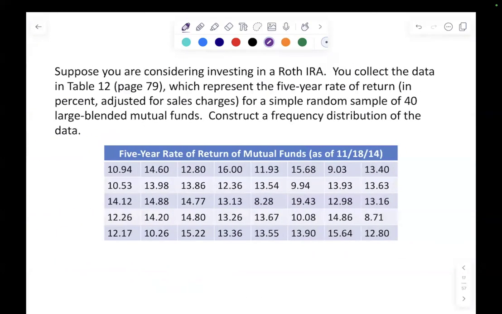All right. You're considering investing in a Roth IRA. So this is a bunch of data. If you have the soft-sided textbook, I believe it's on page 79. This represents the 5-year rate of return in percent, in a simple random sample of 40 large blended mutual funds. And we're going to do a frequency distribution, and then we're going to do a histogram.